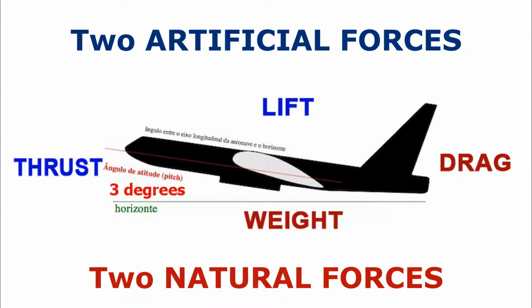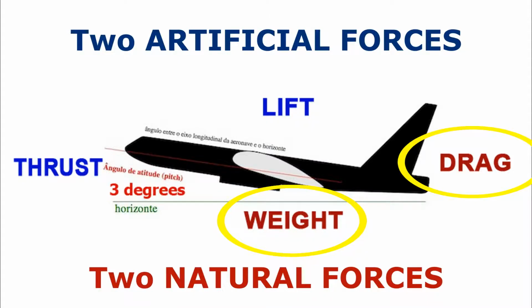Now, I just want to remind you guys two really important things. An airplane was engineered to overcome those two forces: weight, which some people also call gravity, but both are the same thing, and the drag. So for those two natural forces, they engineered two artificial forces: the engines that cause thrust and the wings that lift the plane. So you have two artificial forces counterbalancing the two natural forces, and that's how the airplane flies.